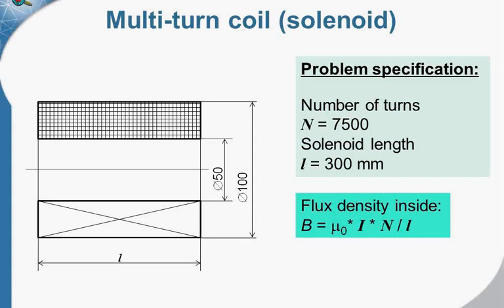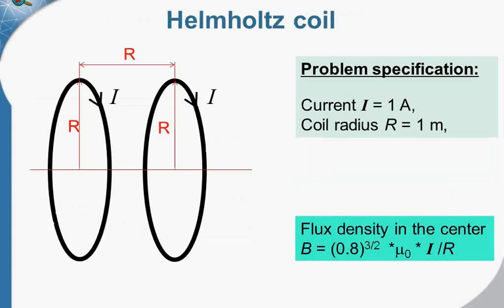Let's review some special types of coils. The Helmholtz coil is used to produce uniform field distribution. Unlike a solenoid, it requires much less material. The Helmholtz coil consists of two circular loops. The distance between loops is equal to the loop's radius. Each loop carries the same current.